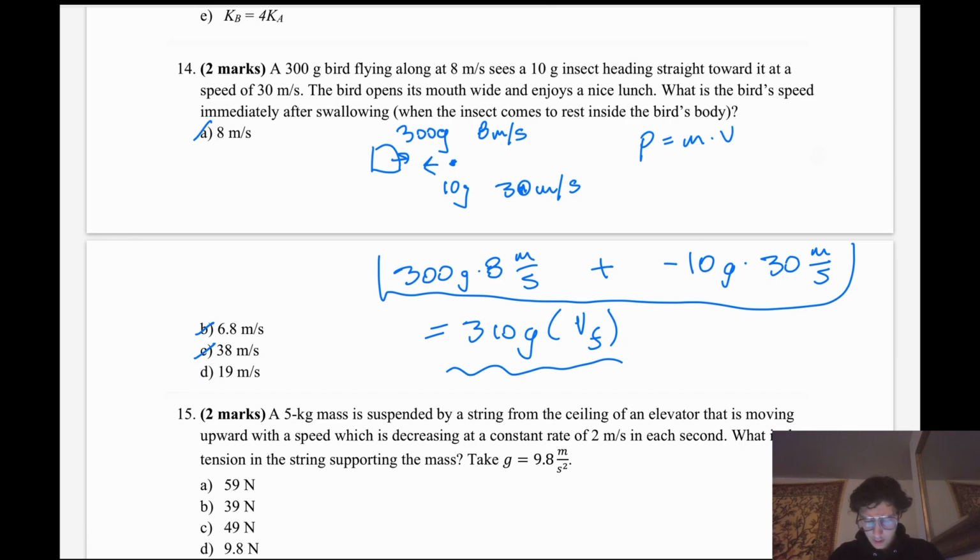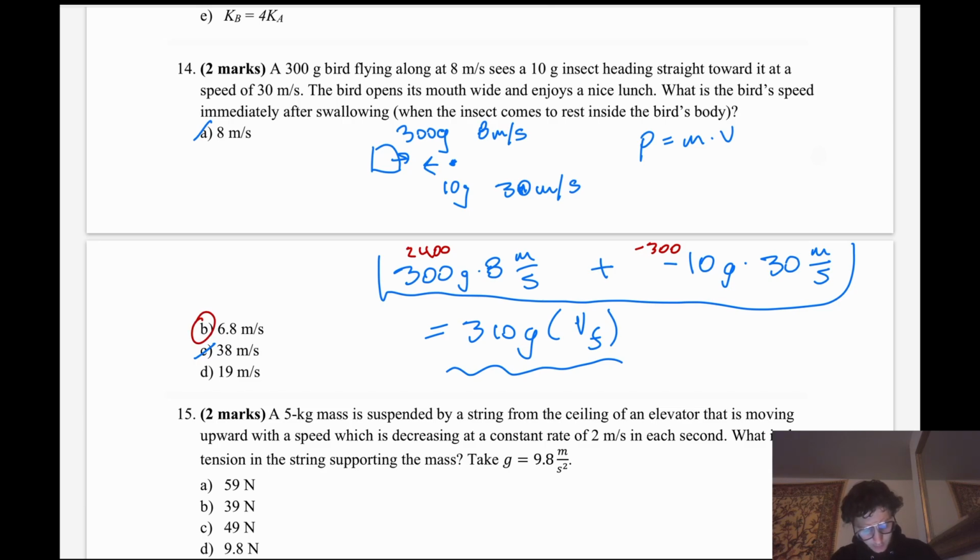So 300 times 8 is 2,400. Just write this 2,400 over here. And then we got minus 300. So 2,100 divided by 310. Interesting. It's going to be 6.8. Very interesting. Wait a second. This is the new velocity?